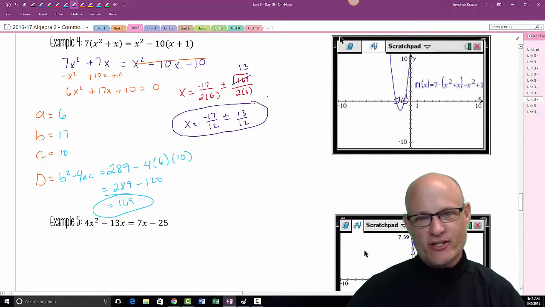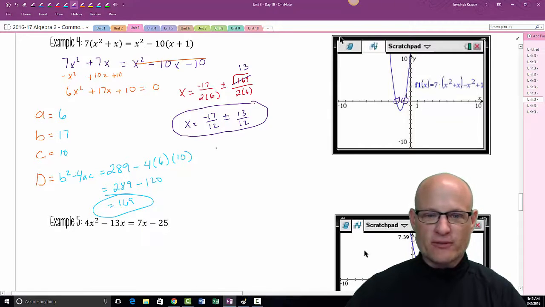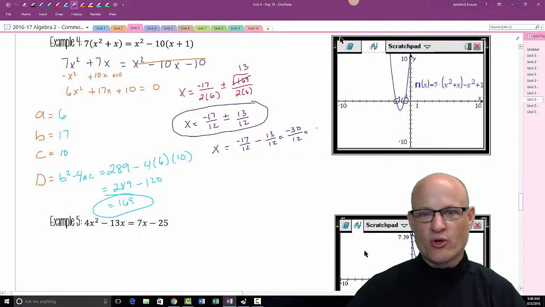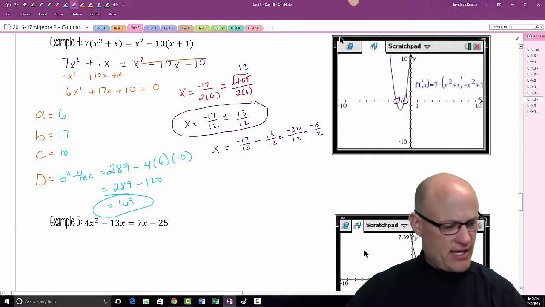Now, you can either go over to your calculator, wimp, and avoid doing fractions, or you can just do it. So what we're going to do: x equals negative 17 over 12 minus 13 over 12. Well, that's negative 30 over 12. Which is, let's see, what goes into both those? 6, negative 5 halves.